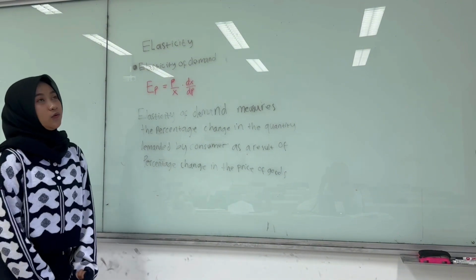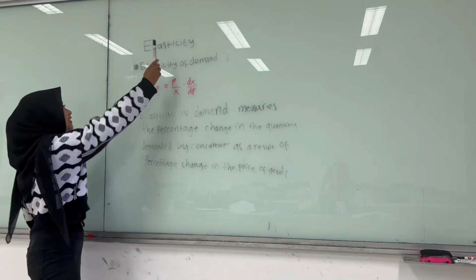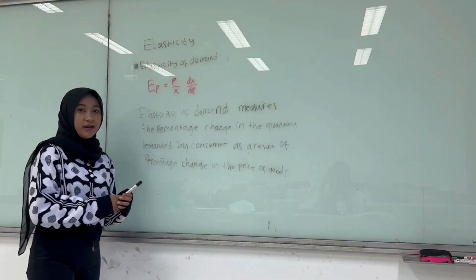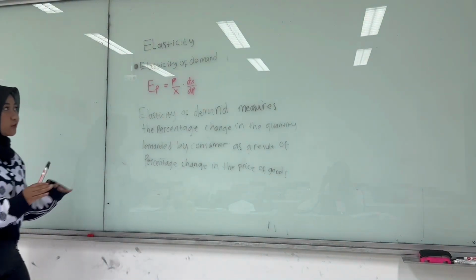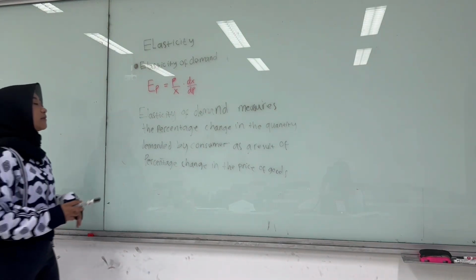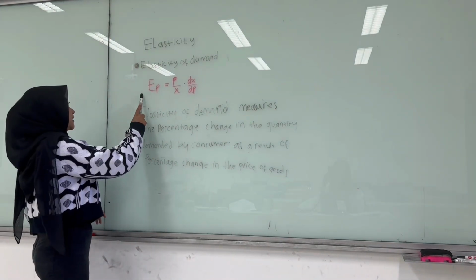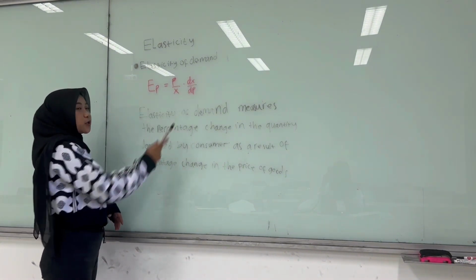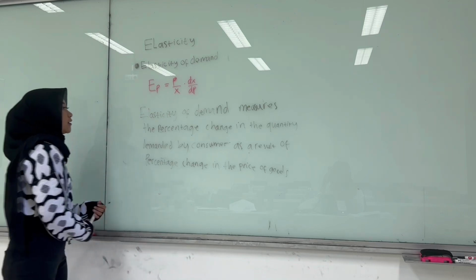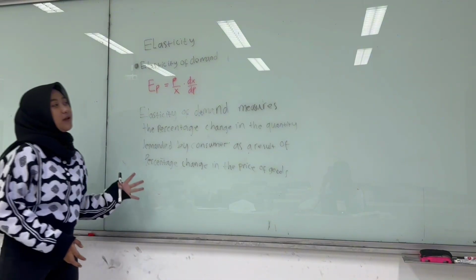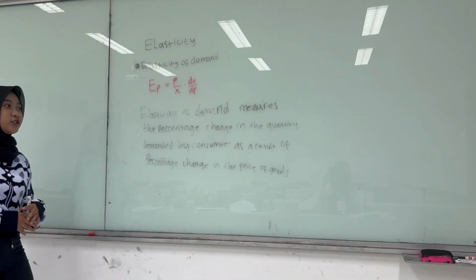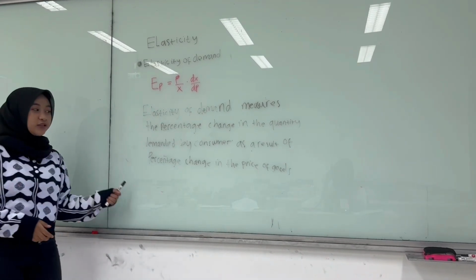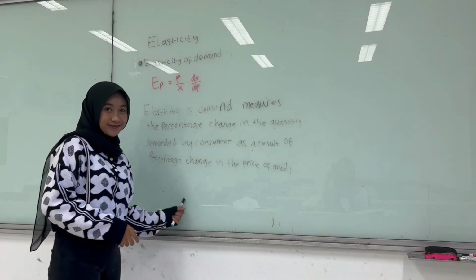Hello everyone, now we will learn about elasticity. The first one is elasticity of demand. The formula of elasticity of demand is E_P equals P/Q times dQ/dP. The elasticity of demand measures the percentage change in the quantity demanded by consumers as a result of a percentage change in the price of goods.